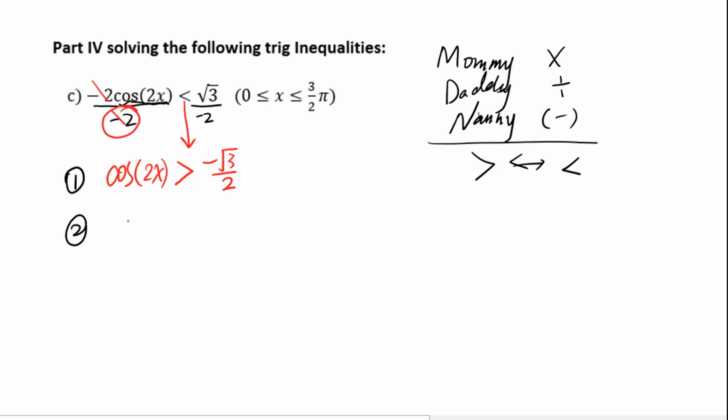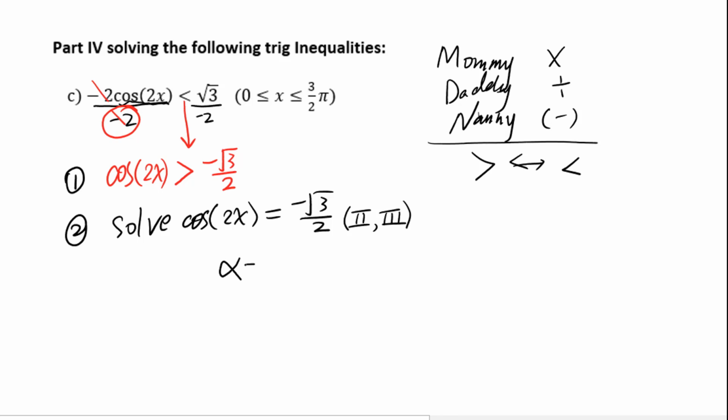Second step, we need to solve the equation cosine 2x equals negative square root of 3 over 2. Since negative square root of 3 over 2 is less than 0, cosine 2x will be in the second and third quadrant. And we know the reference angle is 30 degrees, that is pi over 6.